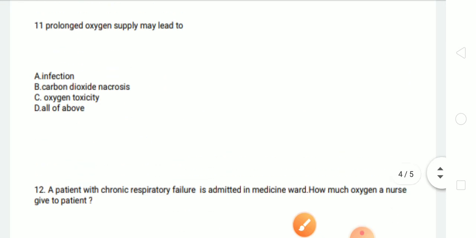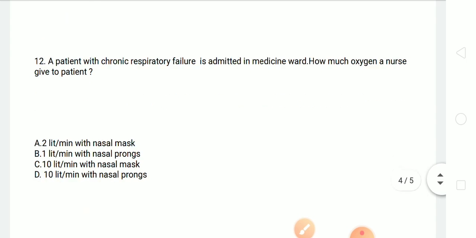These are very important questions and the chance of them being asked in the upcoming exam is very high.